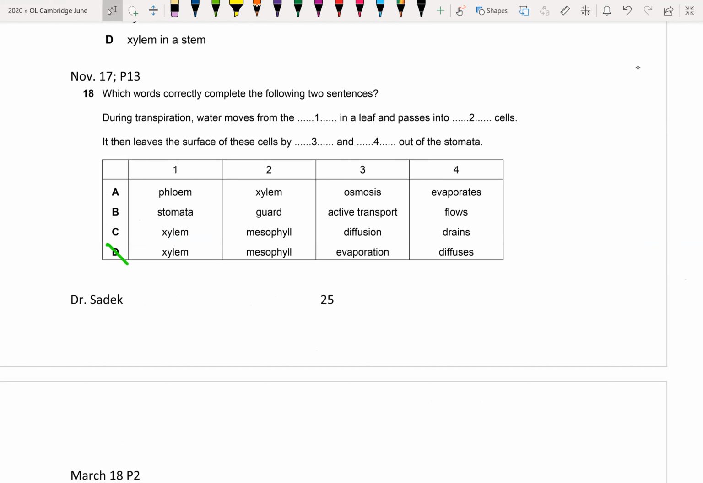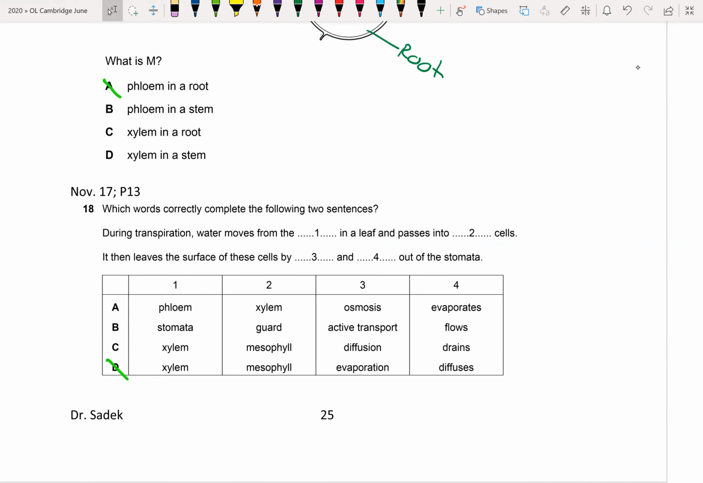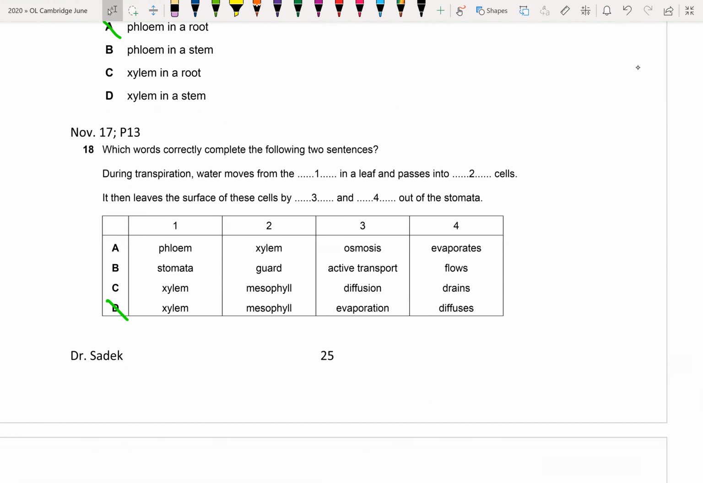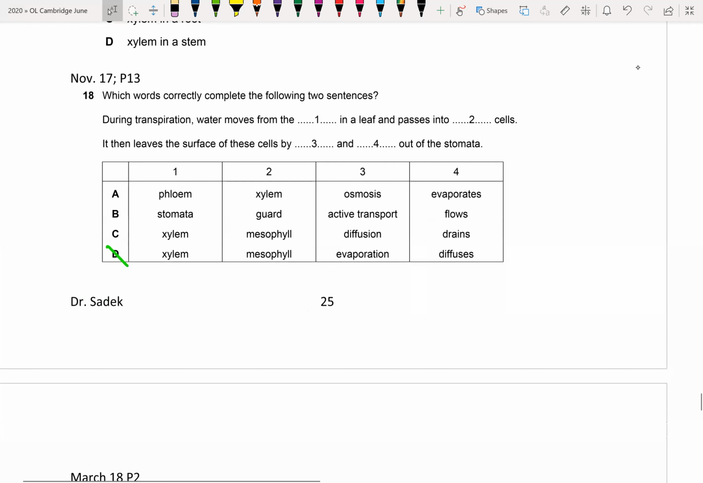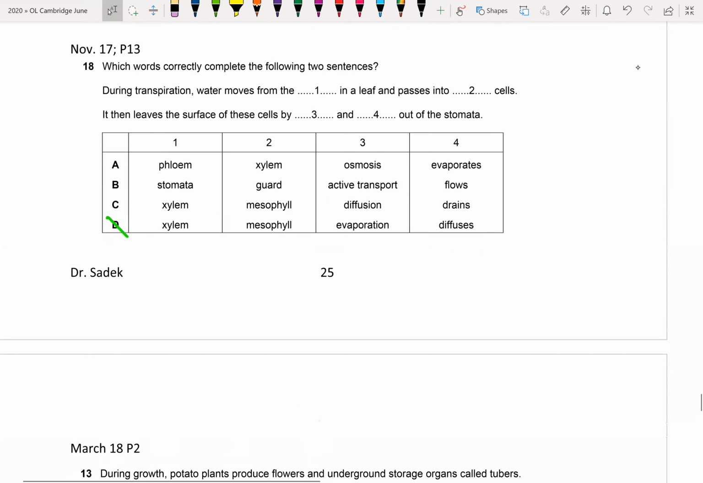Which words correctly fill the sentences? During transpiration, water moves from the xylem in a leaf and passes into the mesophyll cells. It then leaves the surface of the mesophyll cells by evaporation, and then it diffuses out of the stomata. Straightforward. The answer here is D.